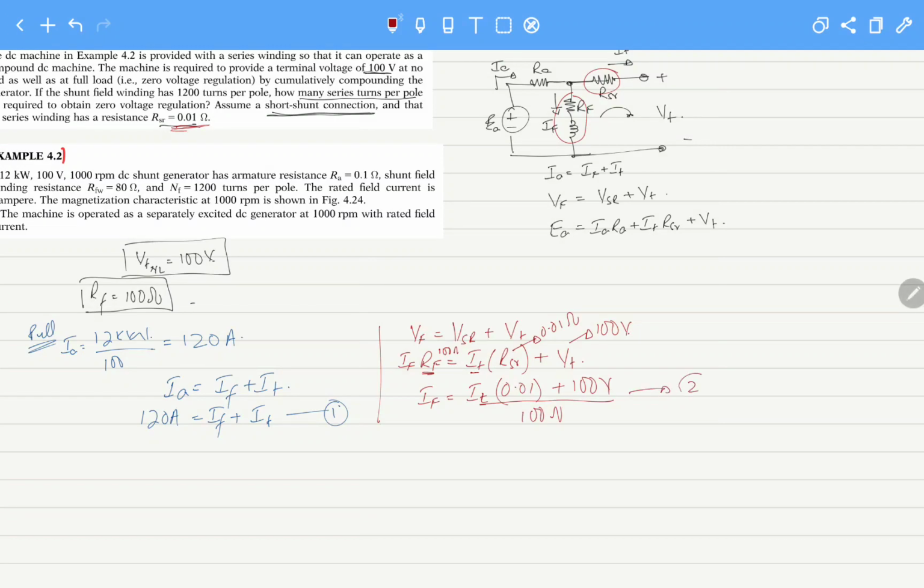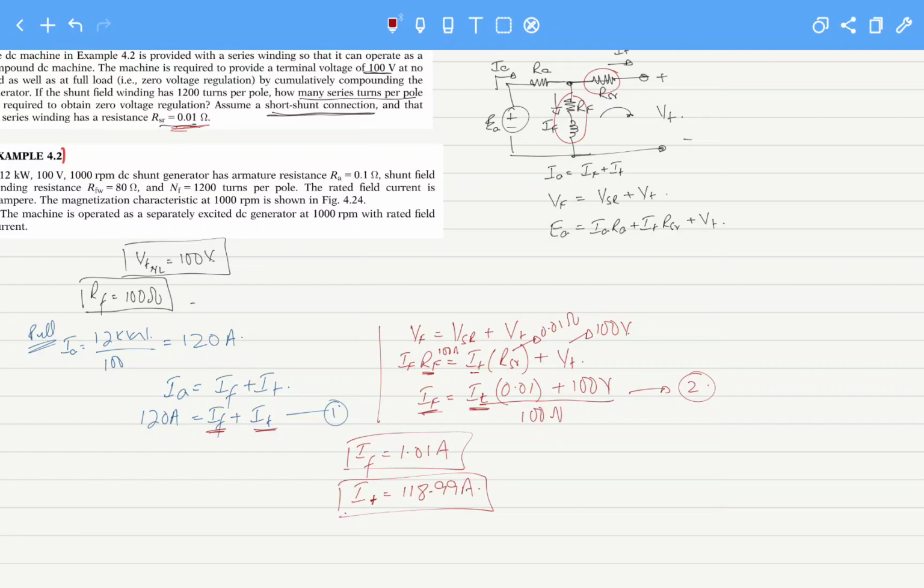Now we consider this to be equation 2. Here we have two unknowns. If we solve these two equations simply, we will get the value of IF equals 1.01 amperes, and the value of IT will then become, by putting it in this equation, 118.99 amperes.